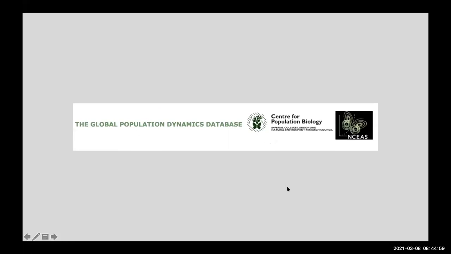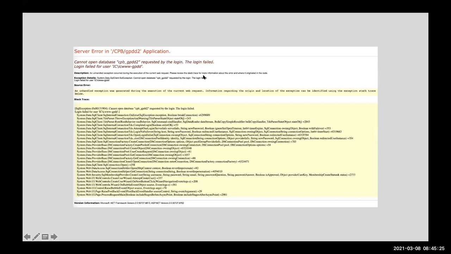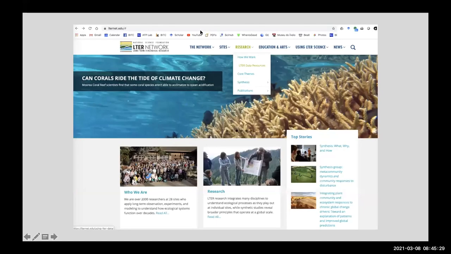Now, as far as real data, you know that the primary data exists thanks to GBIF and other efforts. And that's essentially who's sponsoring this course. But there ought to be other data resources. So you look at this one, the Global Population Dynamics Database. That sounds promising, doesn't it? Uh-oh, dead. That's bad.